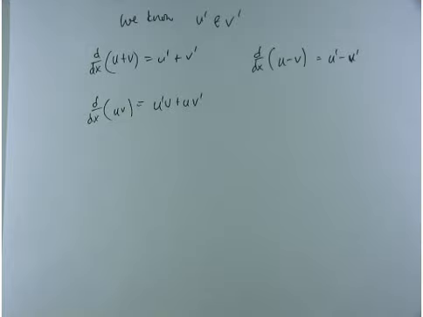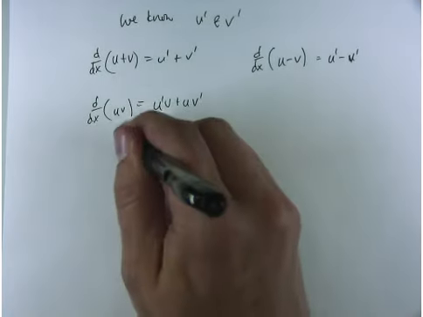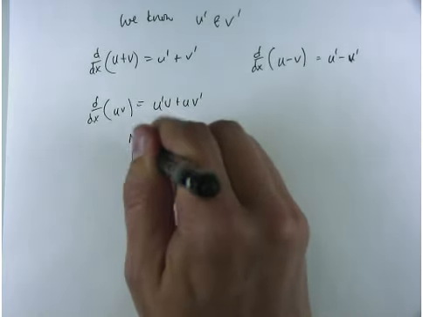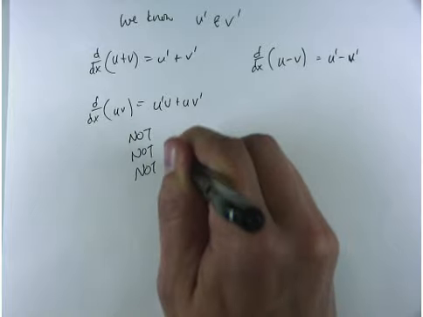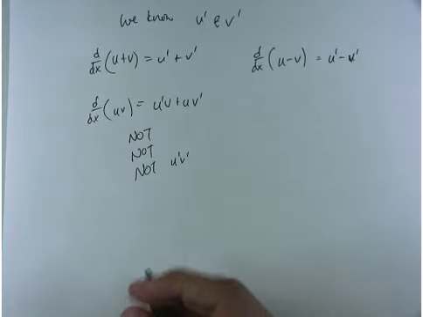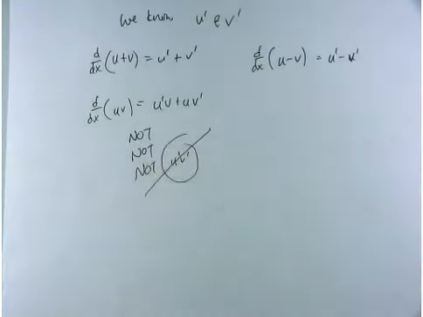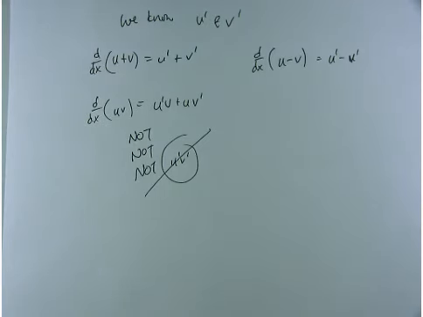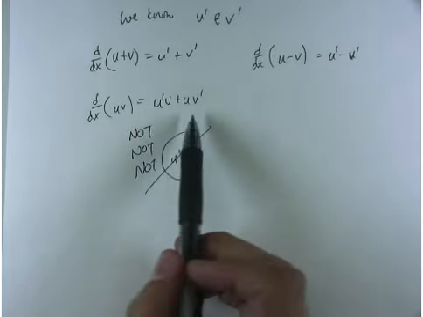You will note in particular that it is not u prime v prime. Right? That is not something that we will do. You can't just take the derivative of the first one and the derivative of the second one and be done. It has to follow this pattern.